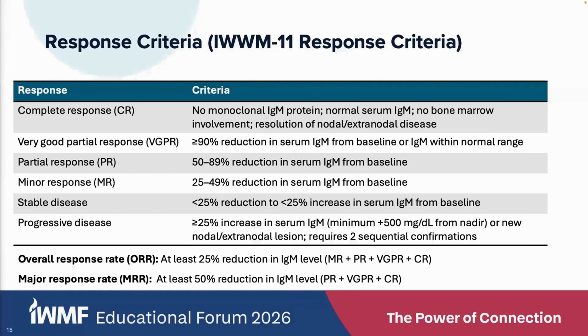You might wonder what exactly that means. A complete response is the best response we can get right now. It basically means that the IgM protein goes down to normal levels. We don't see the M protein, the monoclonal protein, anymore, so it disappears. We do a bone marrow biopsy, and we can't find the lymphoma cells anymore. And then we do scans, and we don't find any enlarged lymph nodes or enlarged spleen or anything else abnormal.